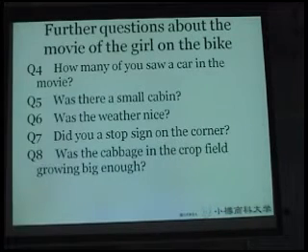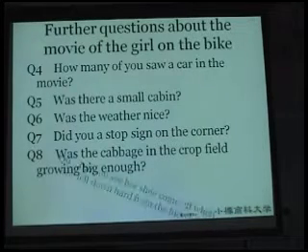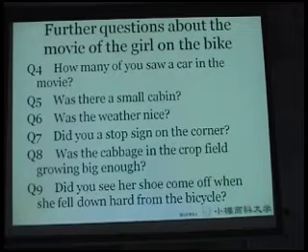And was the cabbage in the crop field growing big enough? Question 9. Did you see her shoe come off, when she fell down hard from the bicycle? No?